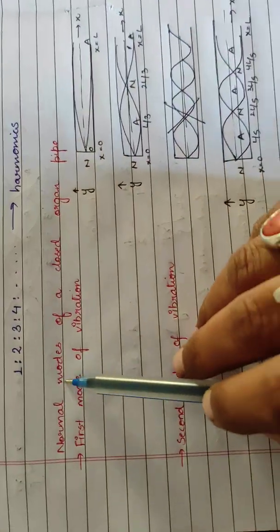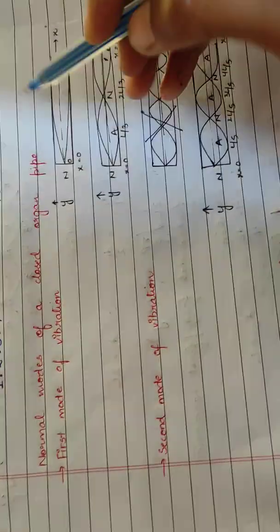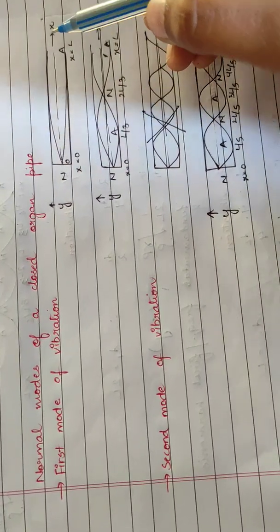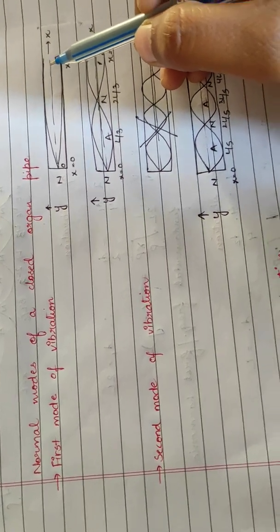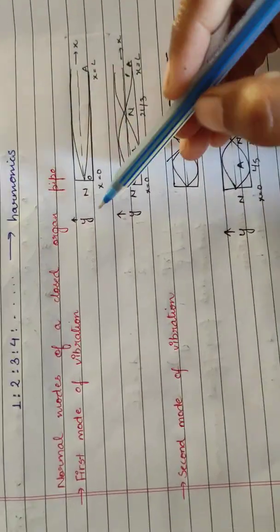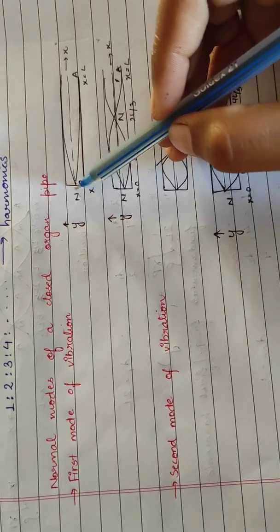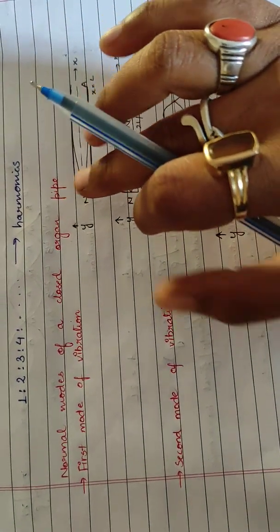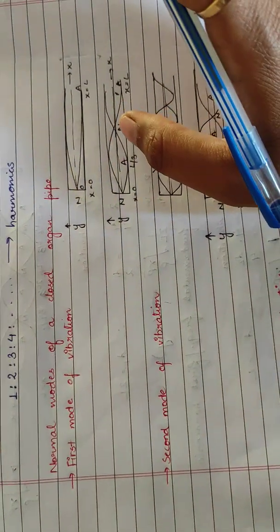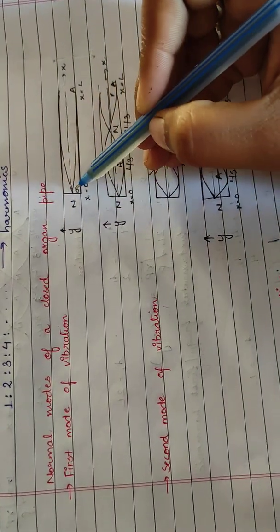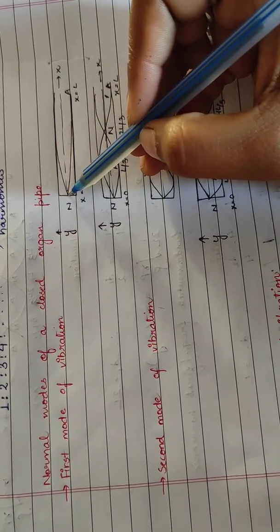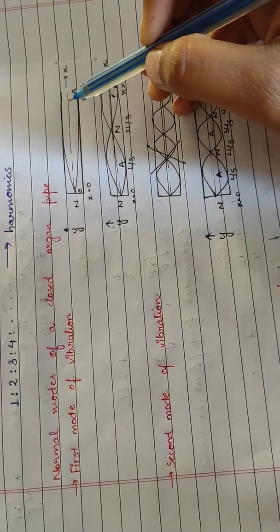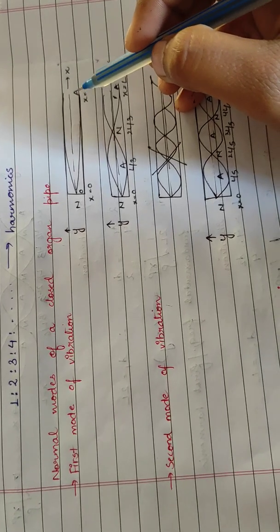Students, next we are going to discuss normal modes of a closed organ pipe. As I've told you, the closed organ pipe is closed at only one end and one end is open. As the wave is reflected from the closed end, the direction of motion of the particle changes in a closed organ pipe, whereas in an open organ pipe you have seen that the direction of motion of particles remains the same. At the closed end the displacement is zero, that is why a node is formed at the closed end, whereas at the open end displacement is maximum, therefore an antinode is formed at the open end.